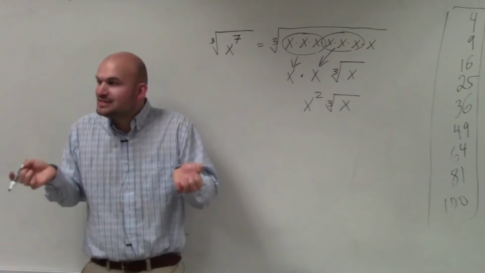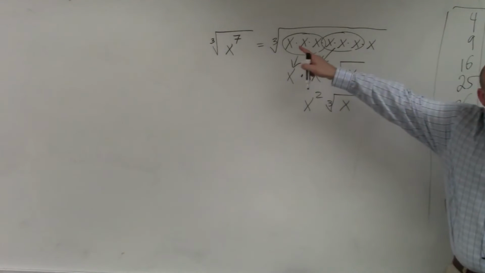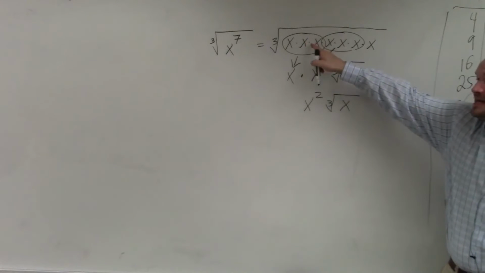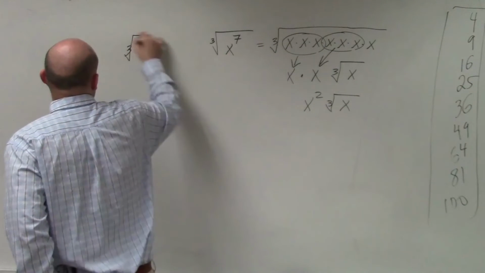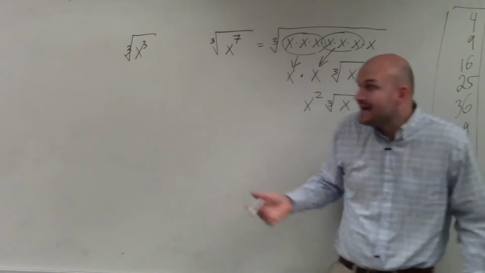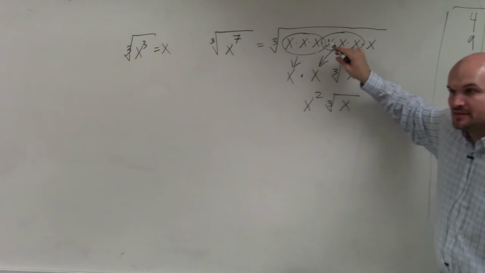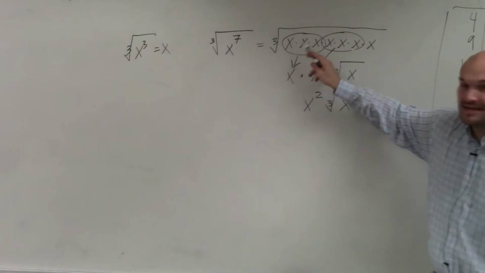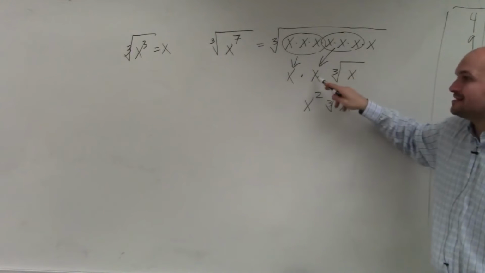Remember, the cube root says what number multiplied by itself 3 times. Well, here, I'm multiplying x by itself 3 times. So think about it this way. The cube root, ladies and gentlemen, of x cubed is what? X. Is x times x times x equal to x cubed? Yes. So the cube root of x times x times x is x.